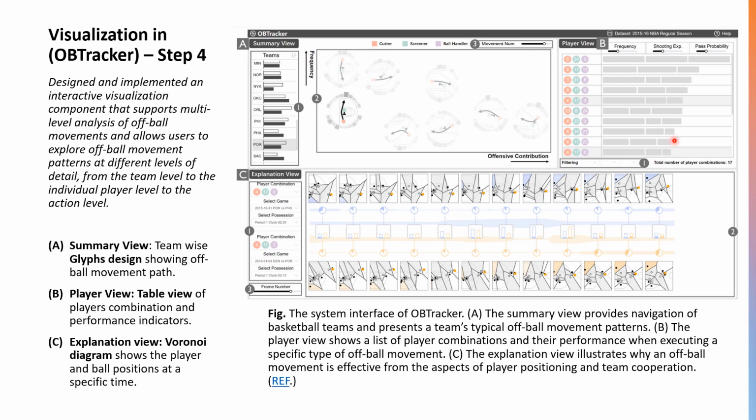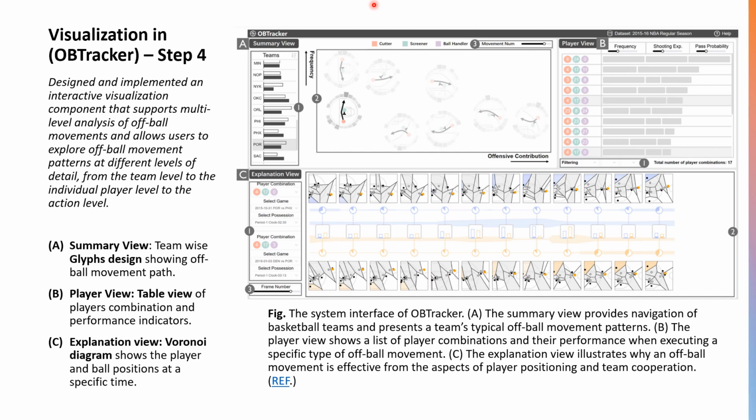Second is the table view. Basically, it's a player view, a table view, where it shows a combination of players as rows and, in the columns, it shows performance indicators. Now, the player view of the OBTracker system is a visualization that provides detailed information about the players who execute a type of off-ball movement. It basically helps coaches and analysts to identify which player combinations to use for different types of off-ball movement.